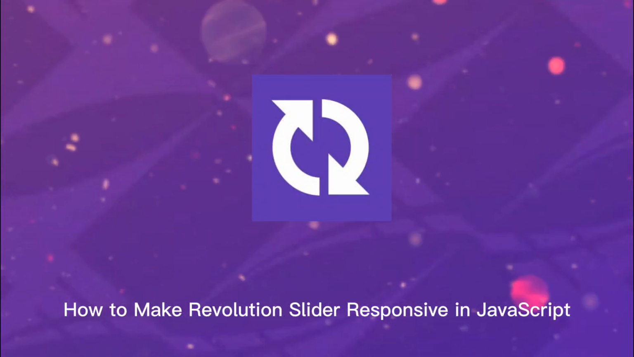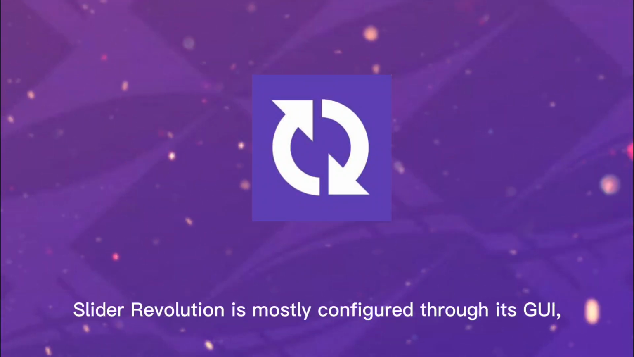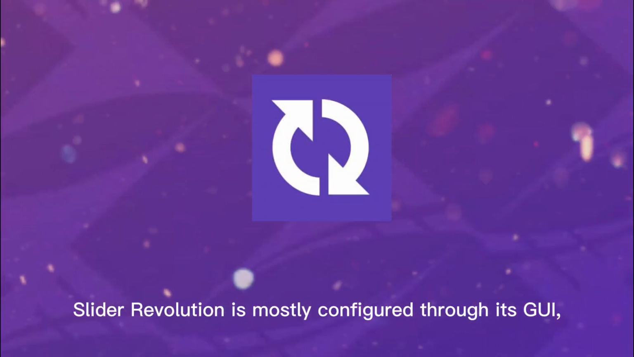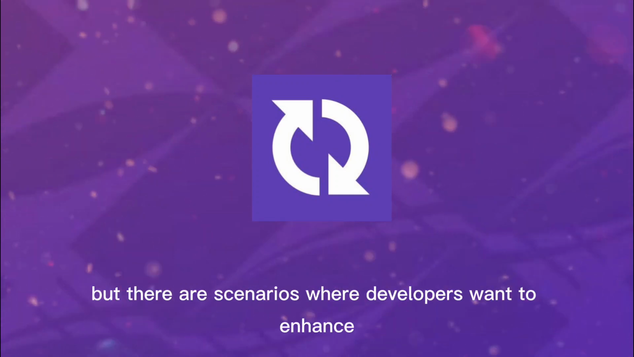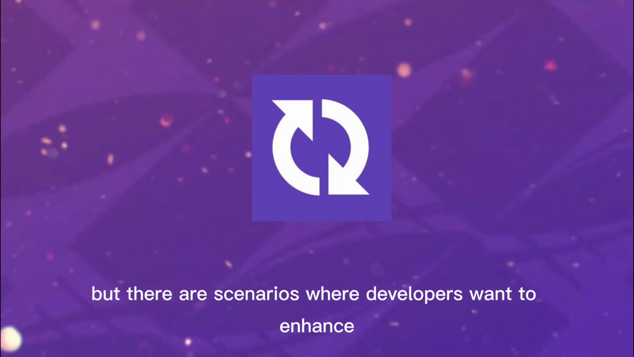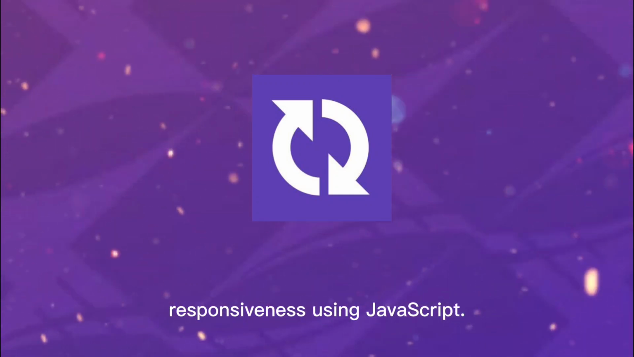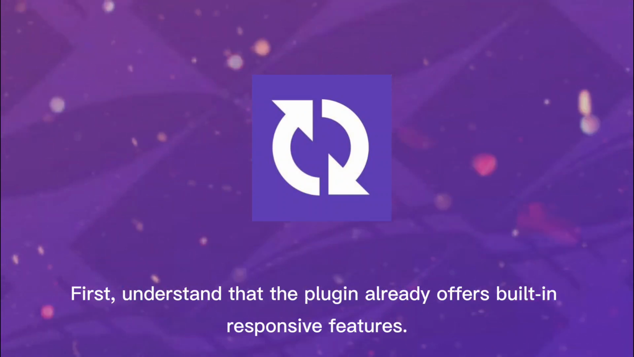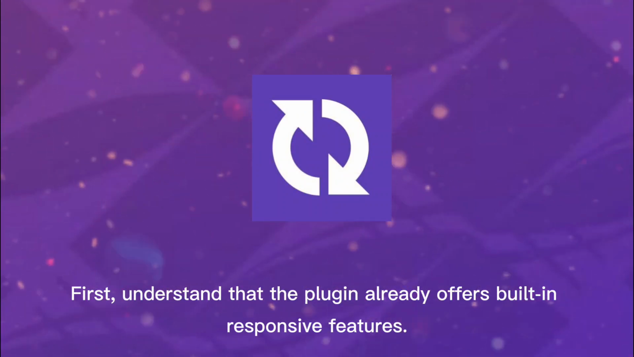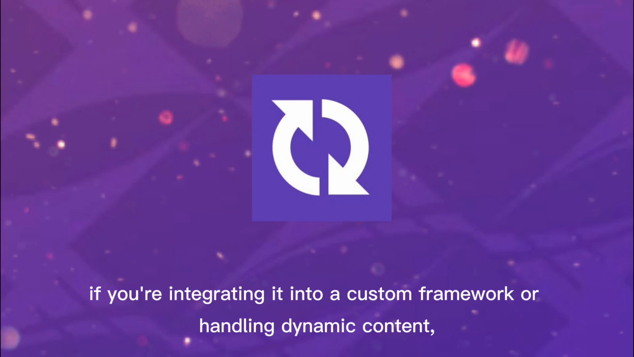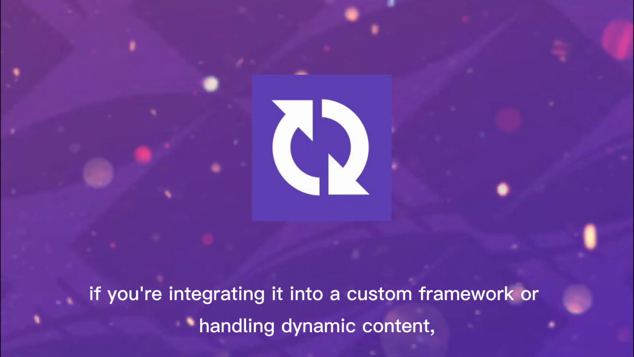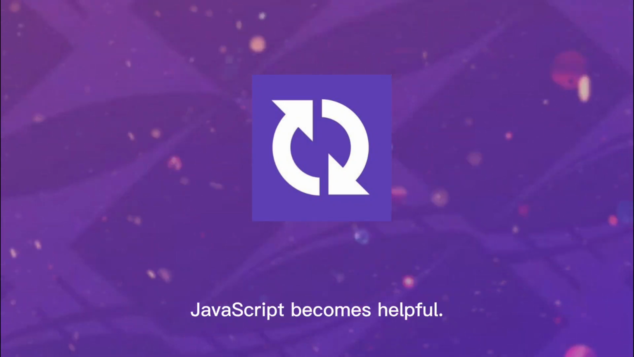How to make Revolution slider responsive in JavaScript. Slider Revolution is mostly configured through its GUI, but there are scenarios where developers want to enhance responsiveness using JavaScript. First, understand that the plugin already offers built-in responsive features. However, if you're integrating it into a custom framework or handling dynamic content, JavaScript becomes helpful.